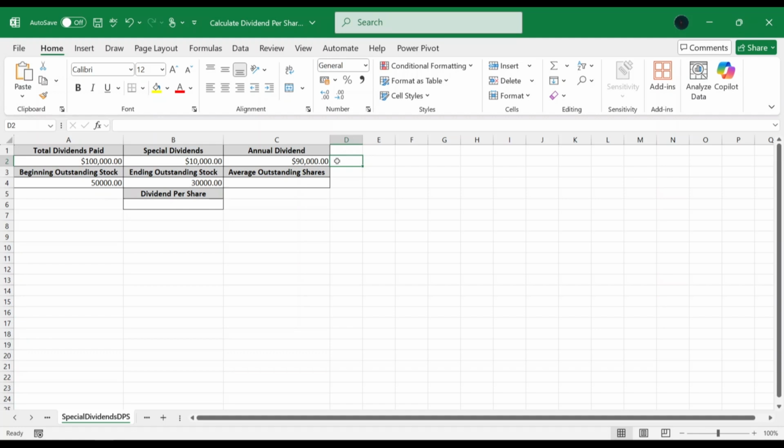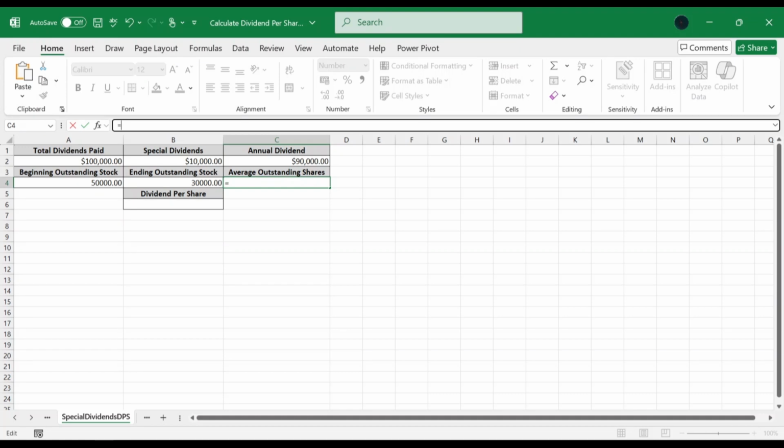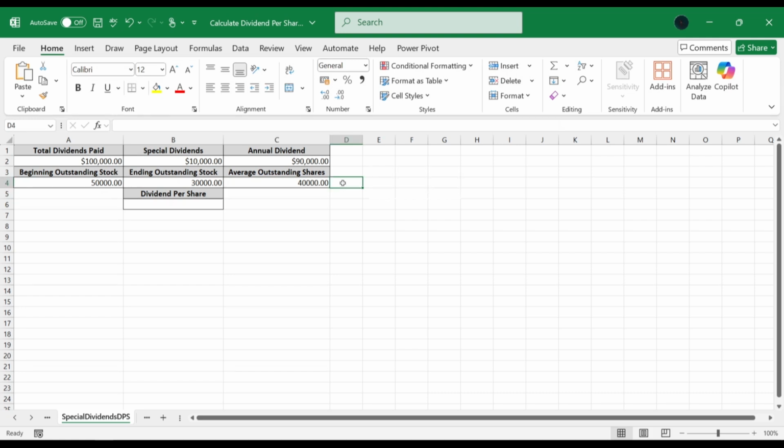Next, let's calculate the average outstanding shares. In cell C4 or any empty cell, type this formula: equal, open bracket, cell A4, which is the initial outstanding stock, plus cell B4, which is the final outstanding stock, close the bracket, divide by 2. This simple formula will give us the average outstanding shares throughout the year. Press enter. There you have it.